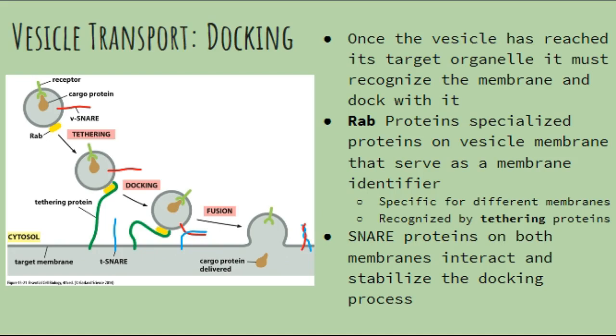So this picture shows T snares, which are the snares found on the target membrane, and V snares, which are shown in red on the vesicle membrane. So you can see how these come together in the fusion stage, and they start to twist and intertwine to pull the membrane closer together.